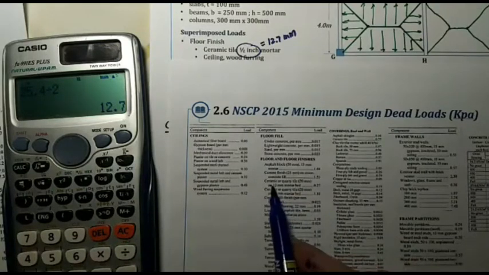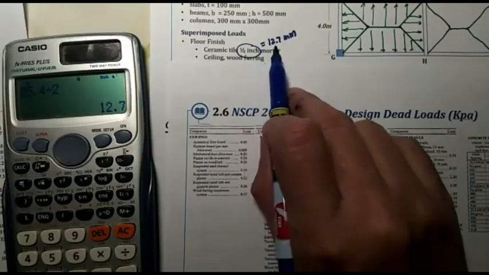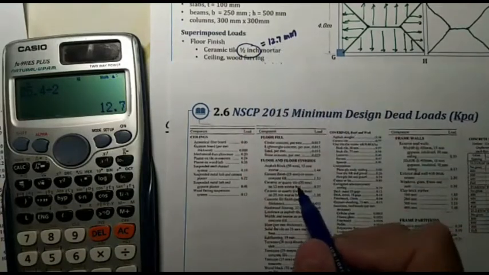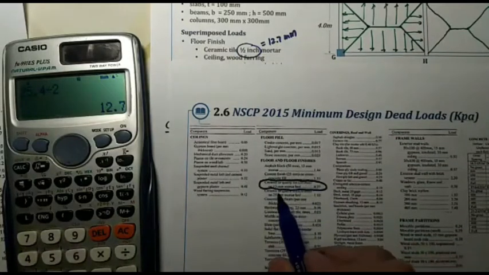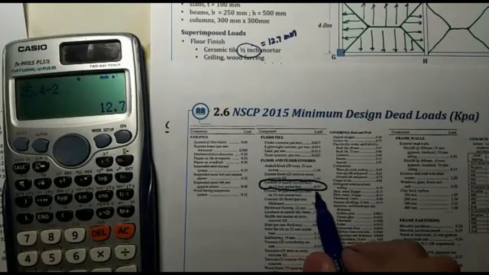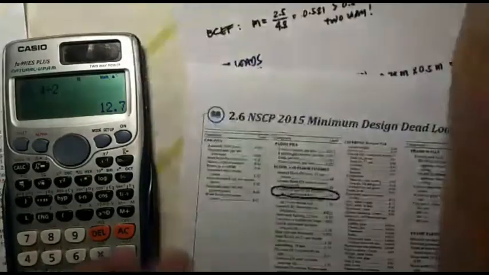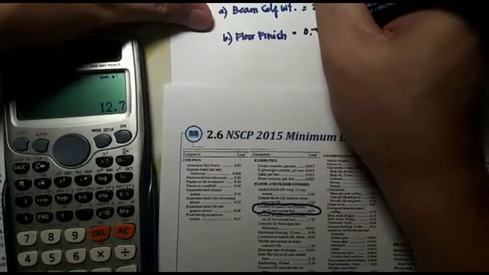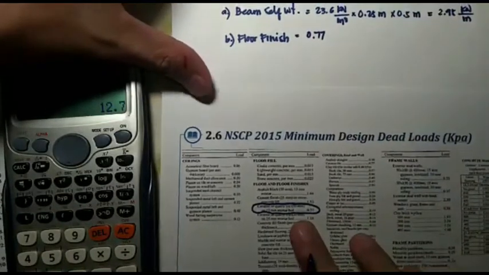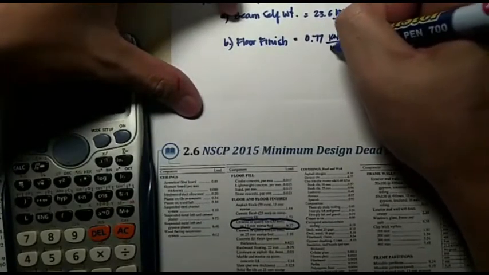Okay, so ceramic or quarry tile on 13 mm mortar bed. Okay, so 1/2 inch mortar is equivalent to 12.7. So most likely ito yun, 13 mm mortar bed. And that is 0.77. Okay, 0.77. Ang unit niya is kilopascal. Kilopascal is actually kilonewton per square meter.